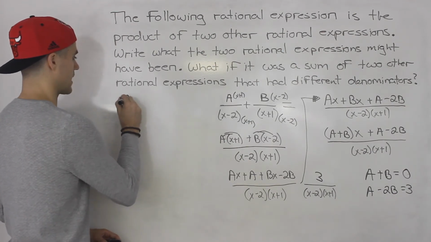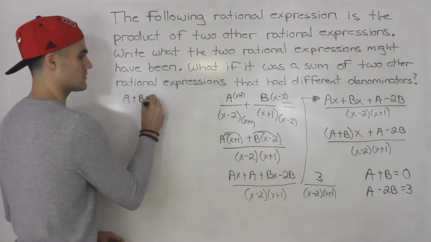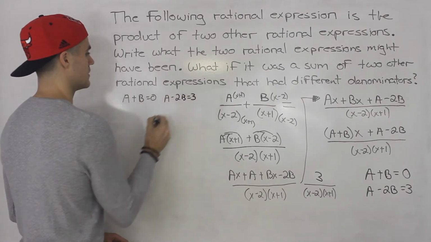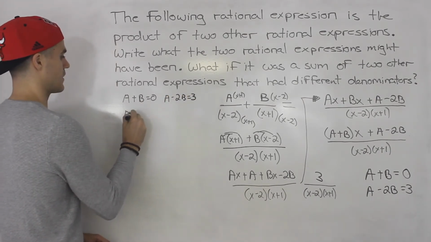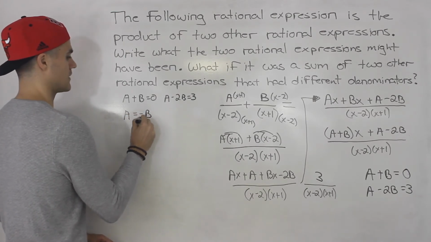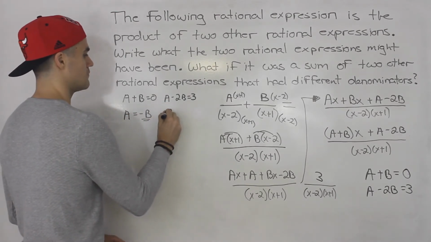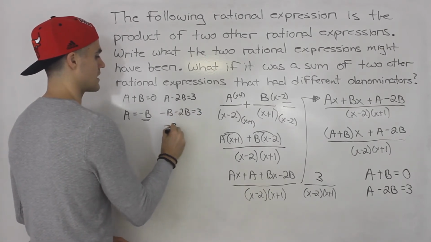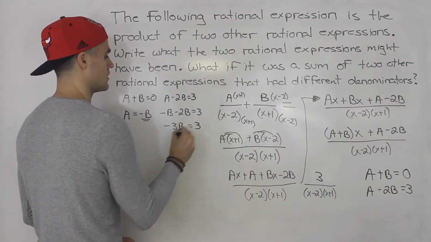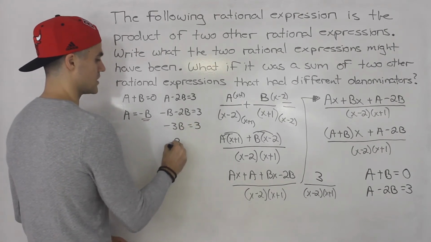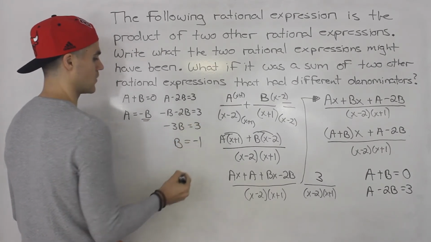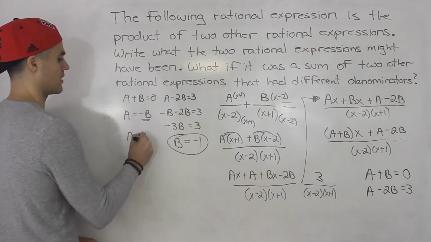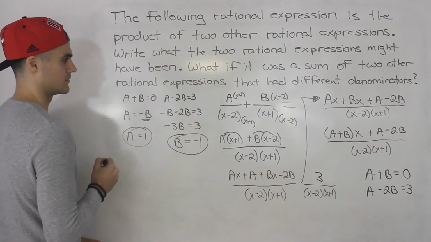So bringing those up here, we got a plus b equals 0, and then we got a minus 2b is equal to 3. I say we isolate for a here, so a would be negative b, and then plug in negative b for this a, so we'd have negative b minus 2b equals 3. These are like terms. Negative 3b is equal to 3. Divide both sides by negative 3 to get the b by itself. B is negative 1. All right, so if b is negative 1, it means a is positive 1.